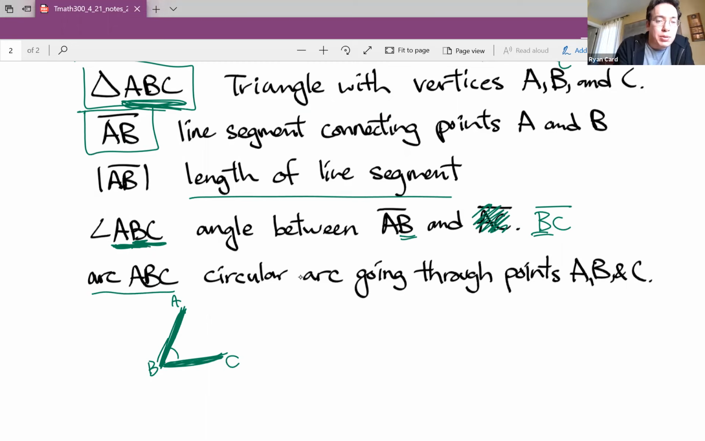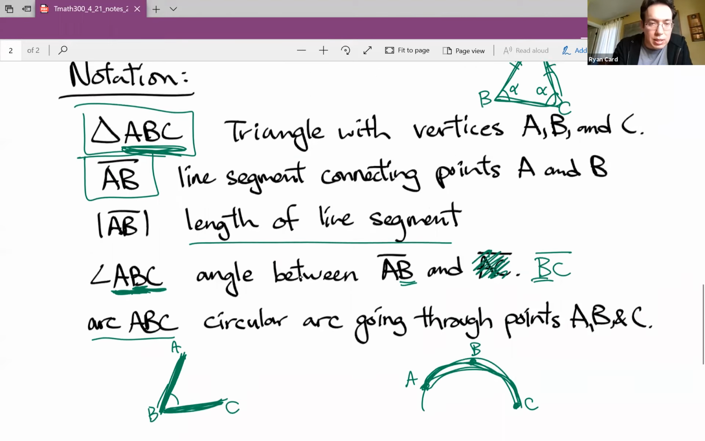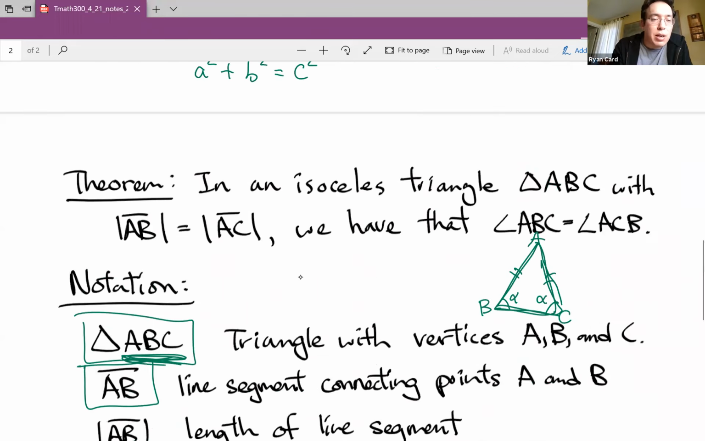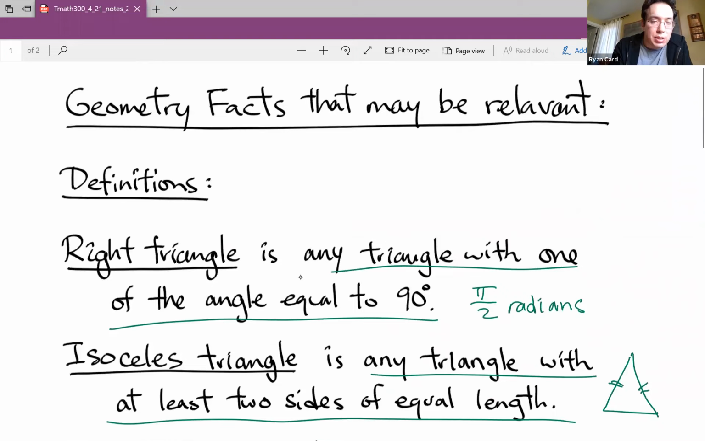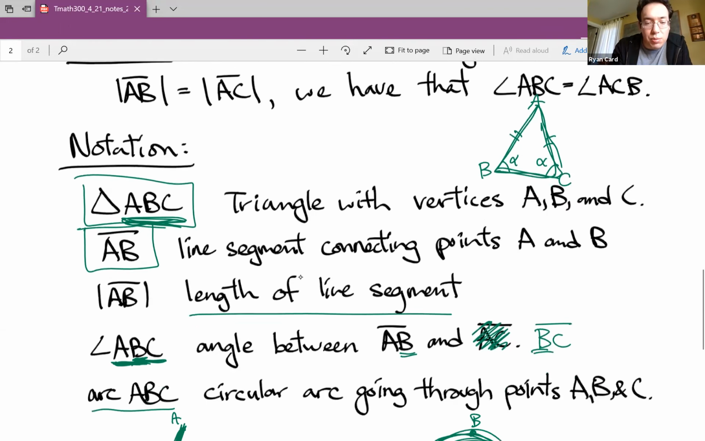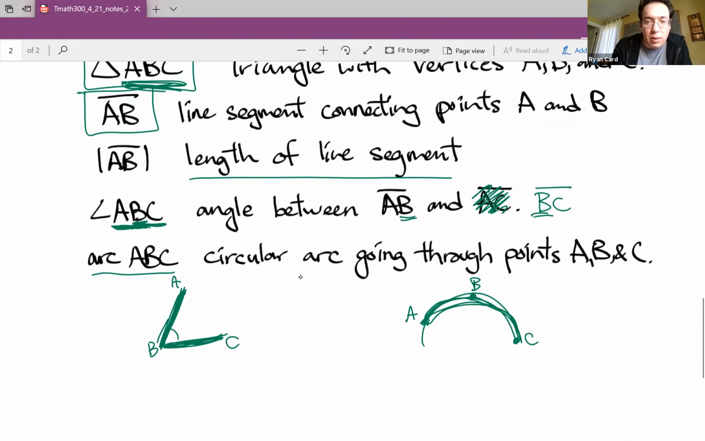And people might use the notation arc ABC to indicate circular arcs that go through those 3 points. So if you write arc ABC, it's talking about this arc. Because there's a circle inside of the problem, maybe this would be useful. Okay, so these are, I think, the notation, definitions, and facts that you might use in the proof of the claim.